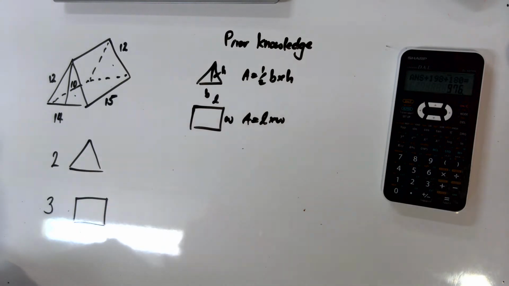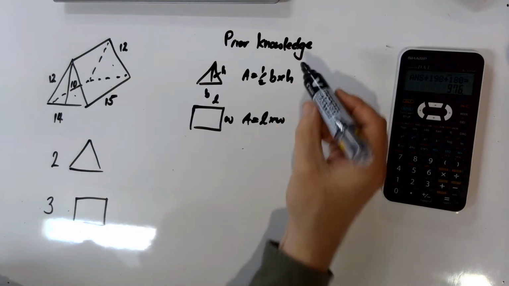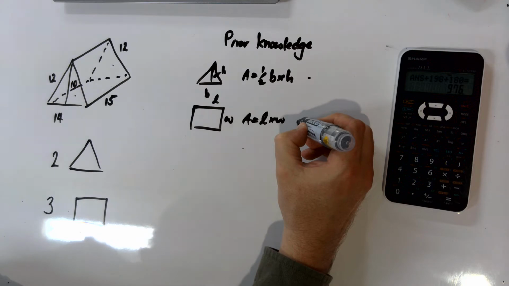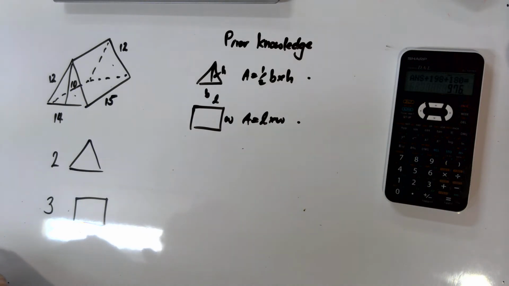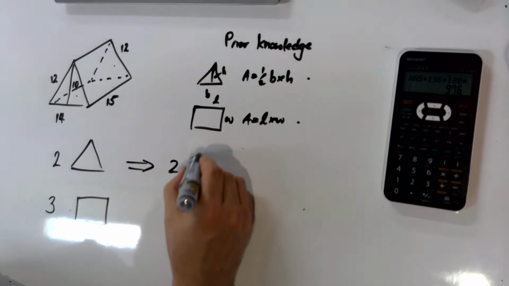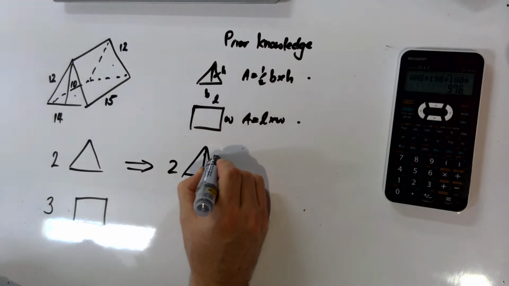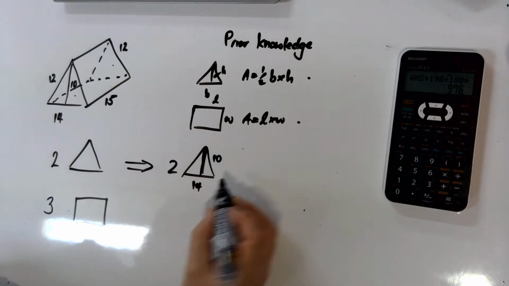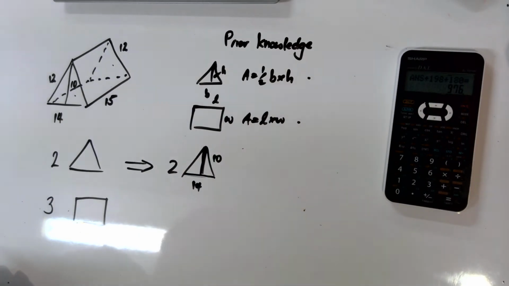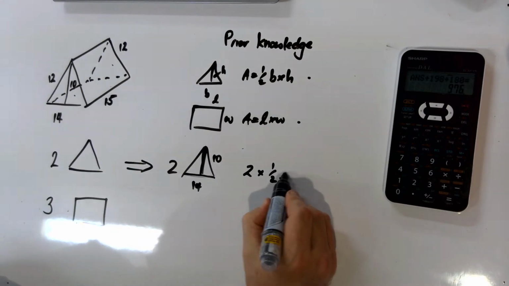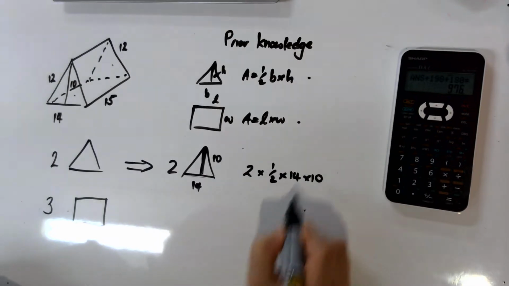So what we've got to do is now use these prior knowledge formulas. So this is your area of a triangle, and this is your area of a rectangle. We're going to use them to help us solve this 3D shape. So if we look at these triangles, I've got 2 that are 10 and 14. So which one's the height? Well, of course, the one going up is the height, and this is our base. So to do this, I'm going to go 2 times a half times 14 times 10.